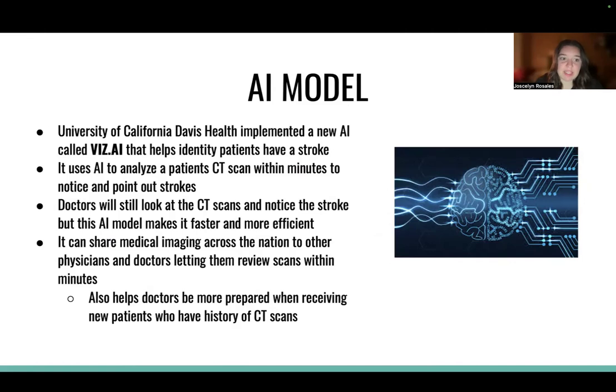And it can also share medical imaging across the nation to other physicians and doctors, letting them review scans within minutes instead of getting them physically handed to them as it normally would happen, especially if patients are being transferred from different hospitals. And it also helps doctors be more prepared when receiving new patients who have lots of histories of CT scans or constantly are having imaging done. It's just a more effective way to be able to see.